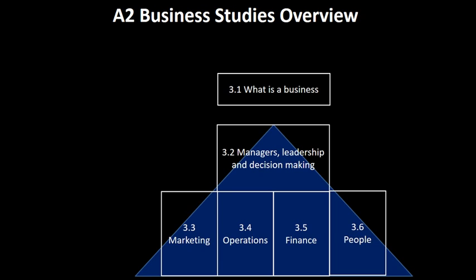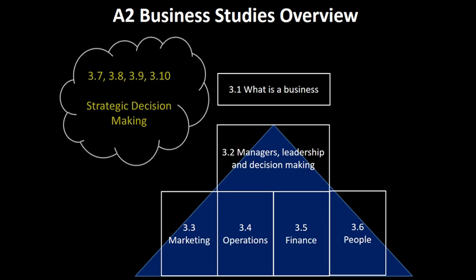This is a diagram that I used to represent the AS business course. We started off with what is business, just giving an overview. We then looked briefly at managers, leadership and decision making before we got into these different functional areas: marketing, operations, finance and people. That was the main focus at AS. How do you actually run a business? How are decisions made in these separate departments? And how do these separate departments, when they're operating, affect each other?